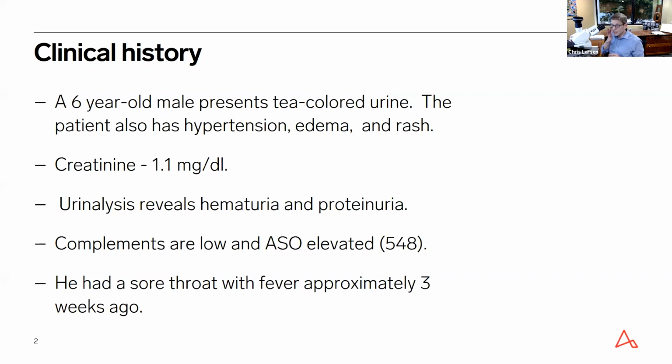I'm going to start with a case, and I'm going to tell you about a biopsy that I read about from a 6-year-old boy. And you can see the history here. Creatinine was 1.1. He had hematuria, proteinuria, hypocomplementemia, ASO was elevated, reported a sore throat and fever approximately 3 weeks ago. So based on this clinical history, you already know what this kidney biopsy is likely to show.